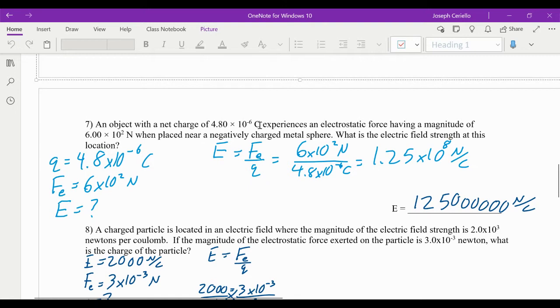Number 7, just one thing about number 7 to be mindful of is that the net charge is given to you, Q. You're given the force. And it says it's placed near a negatively charged metal sphere. That negatively charged metal sphere, that's what's creating the electric field. It's not Q though, because Q is what's feeling the field. Notice how it says the net charge experiences an electrostatic force. So that is the charge that is feeling it. That's the one you use.